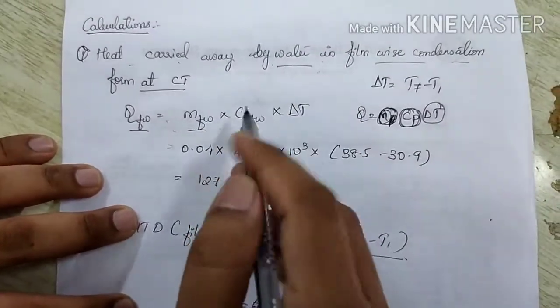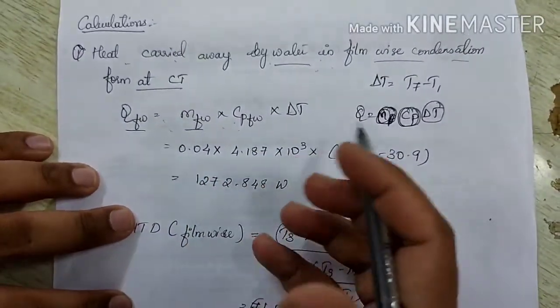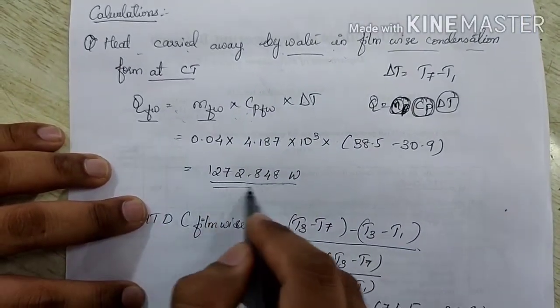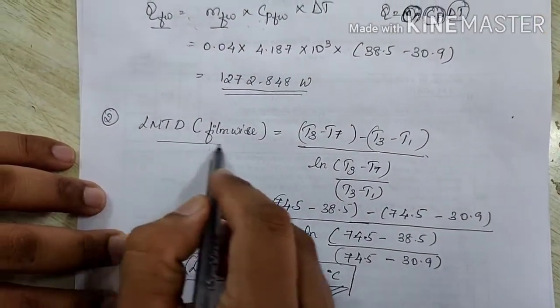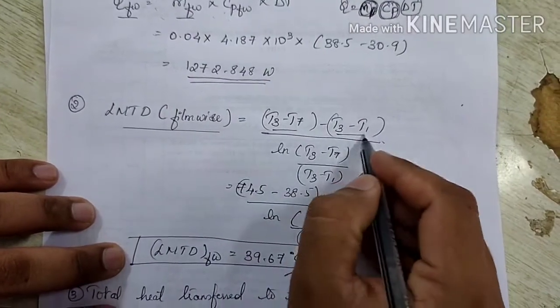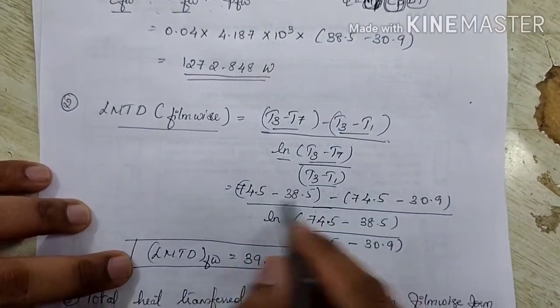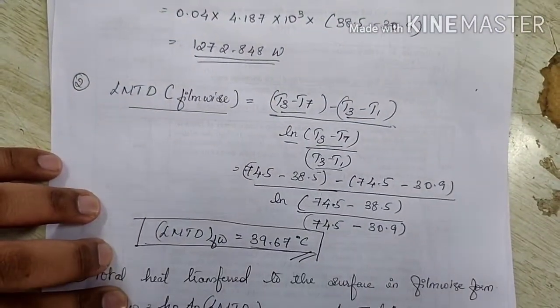So whatever water is flowing through the tube, how much amount of heat it has been carrying out when the steam is flowing over it. So the answer is this much for film wise condensation. Now we are going to calculate the LMTD for film wise. The formula is T3 minus T7 minus T3 minus T1 divided by ln T3 minus T7 divided by T3 minus T1. So when we calculate the value, we are getting that LMTD to be 39.67 degrees Celsius.